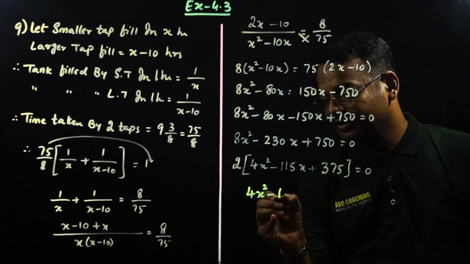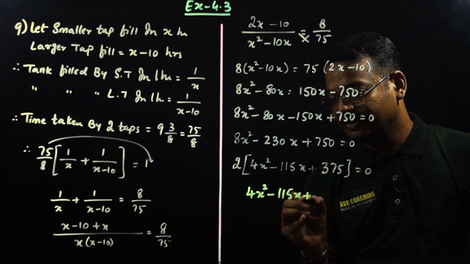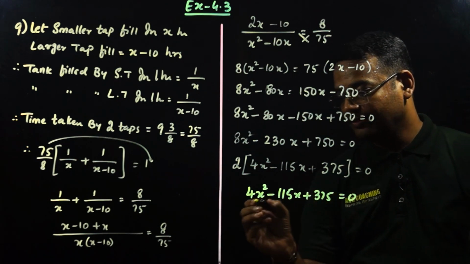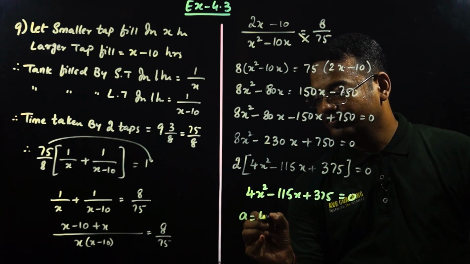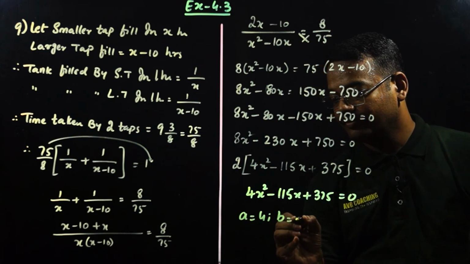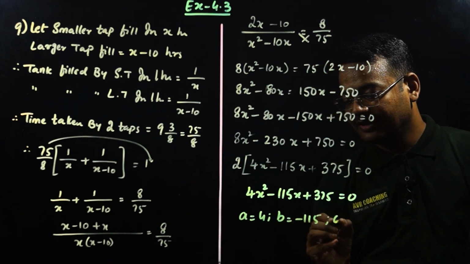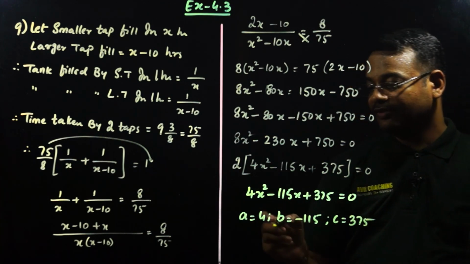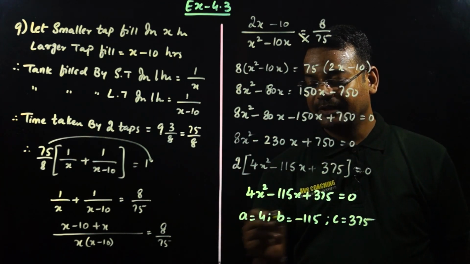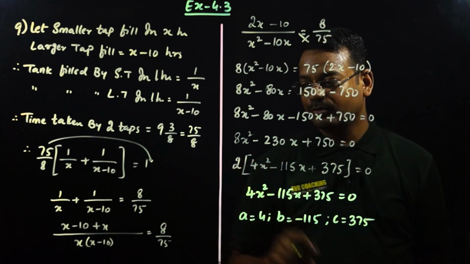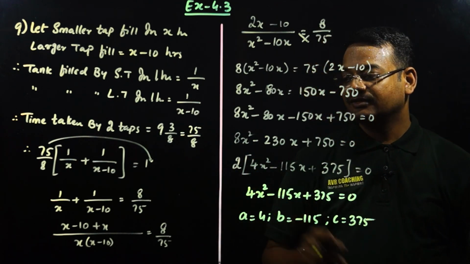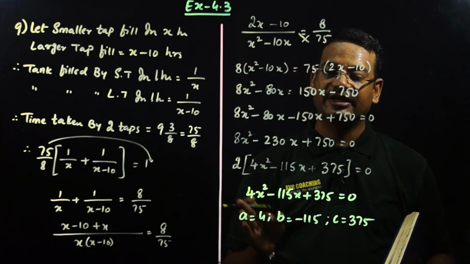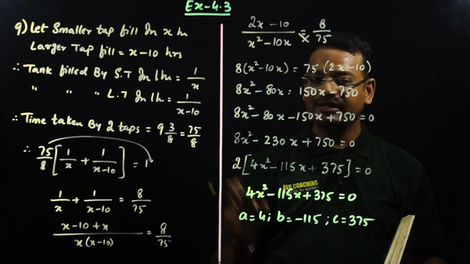4x square minus 115x plus 375 equal to 0. Now this is the quadratic equation where a is equal to 4, b equal to minus 115 and c is equal to 375. So we'll substitute these a, b, c values in the formula of the quadratic equation and find the x value, that is the time taken by the larger tap and also the time taken by the smaller tap to fill the tank.